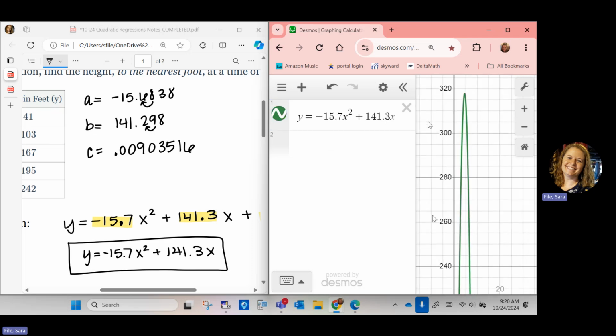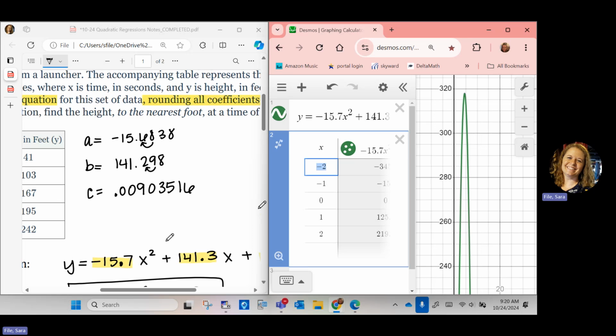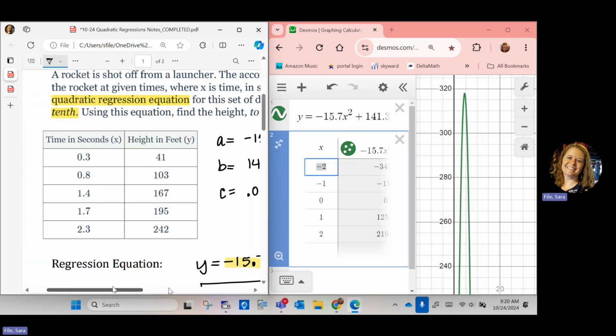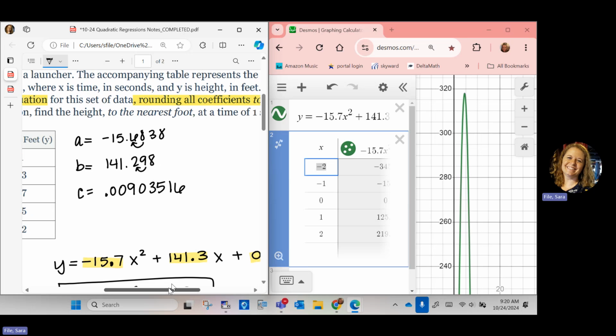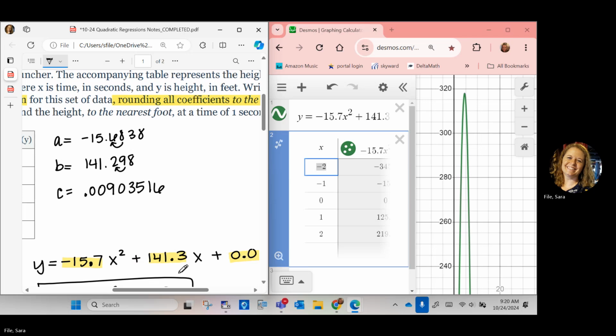You get this parabola over here. Now we want to use this model, this graph, or you can come up with a table here. Remember, if you have an equation typed in, you can hit the gear, this edit button, and create a table with those rounded values for that equation. Okay, so now we want to use this information to make the prediction. It says to predict, use this equation to find the height to the nearest foot at the time of 1 second.